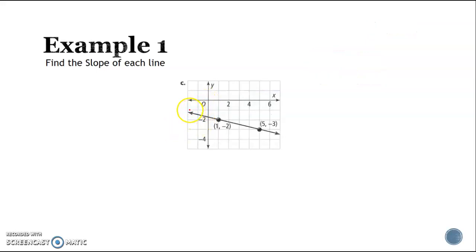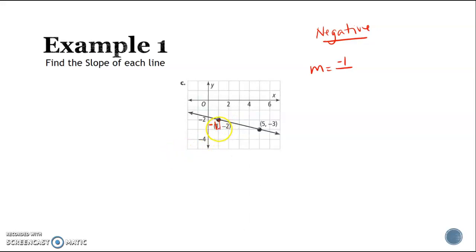On this one, I notice that going from left to right, I'm going down. If I were to draw my little stick figure, he'd be sliding down the line. And so I know this one should end up being negative because of that. Starting at the left point going to the right, I'm going to go down 1. So that's a negative. A downward move is a negative. So M will equal negative 1 over, and then we're going over 1.